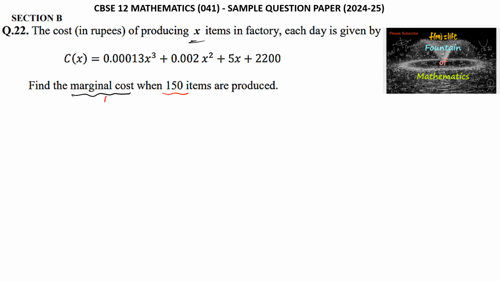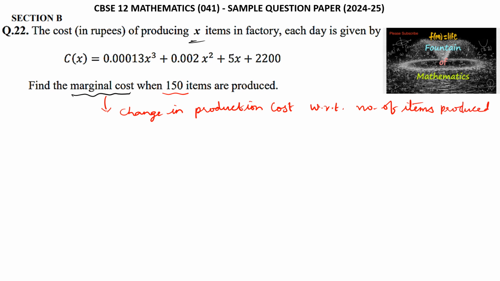So we know that the marginal cost is the change in the production cost with respect to the number of items produced. Here the production cost is C and the number of items is x, which means we need to find dC/dx when 150 items are produced, that is x = 150. So we need to find this.